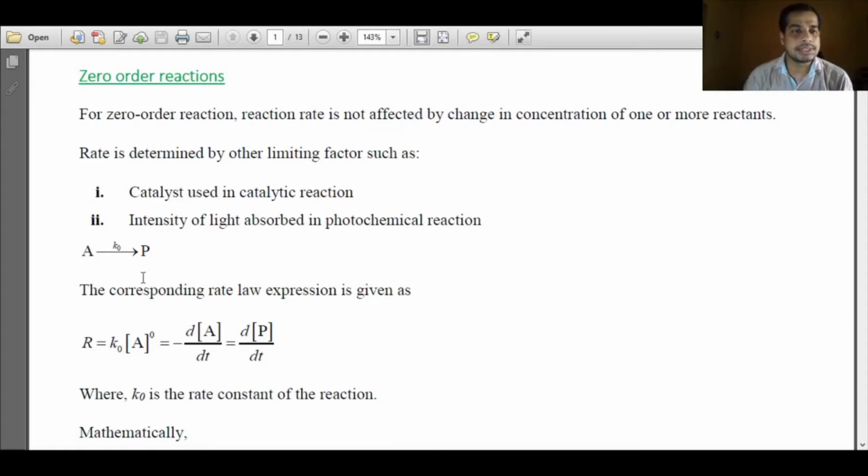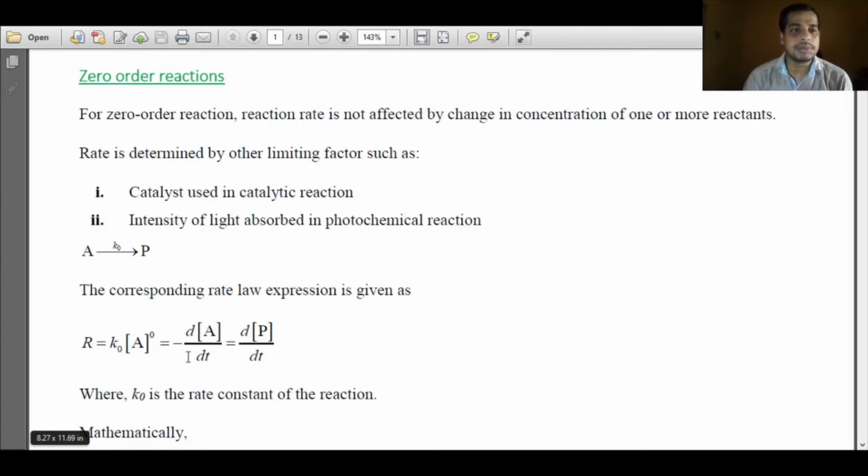So I'll mention my general reaction. The reaction is A gives rise to product P, where A is the reactant, and the rate constant is K0. K0 is the rate constant for a zero order reaction. If I write the rate law expression, I'll write rate is equal to K0 times concentration of A raised to the power 0, since it is a zero order reaction.